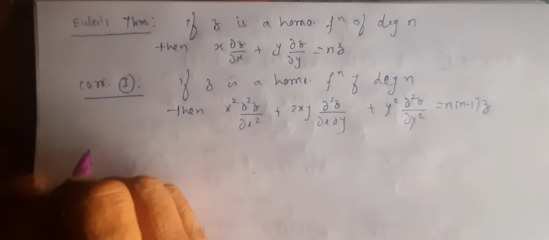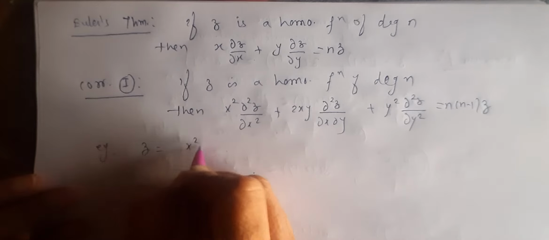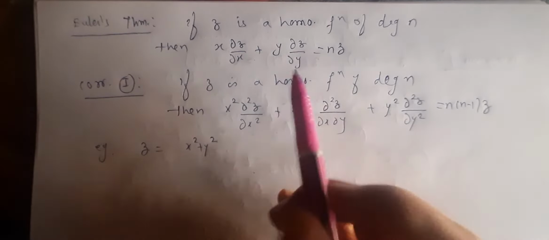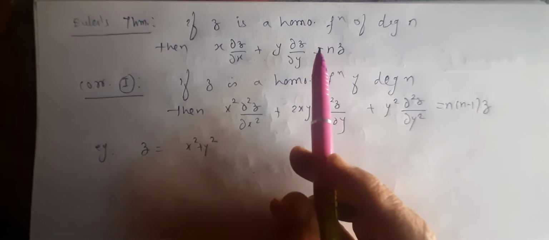Now listen here. Let's have a simple example. If I give you z is x square plus y square, say for the time being we don't know what Euler's theorem or the corollary is. I will ask you this expression: find x ∂z/∂x plus y ∂z/∂y.